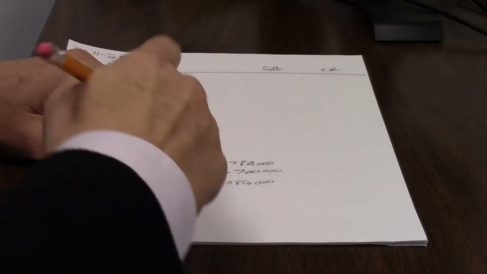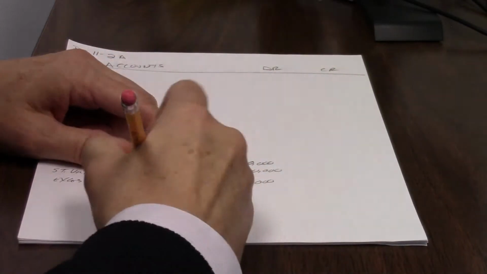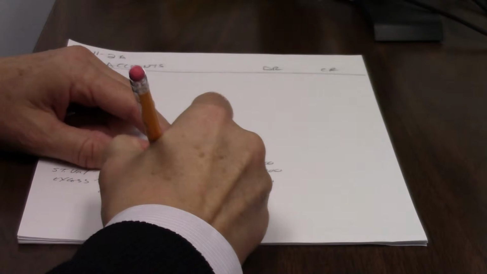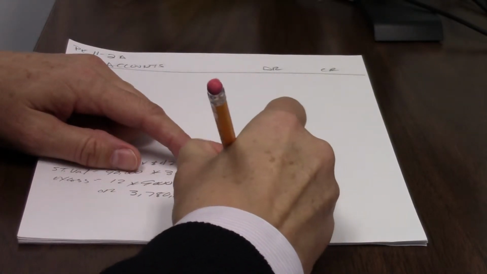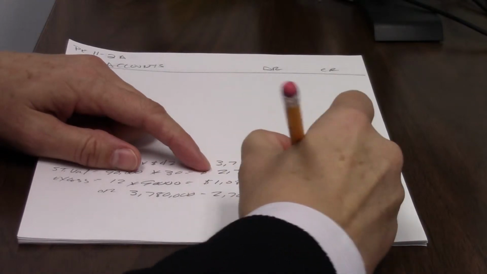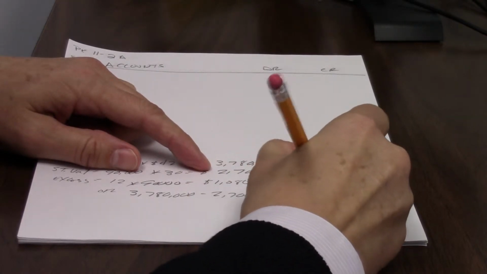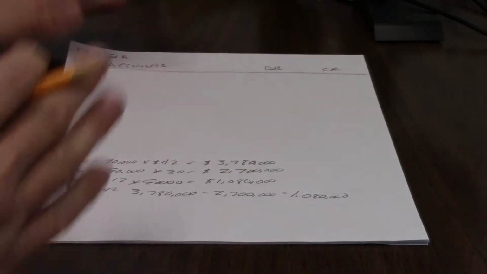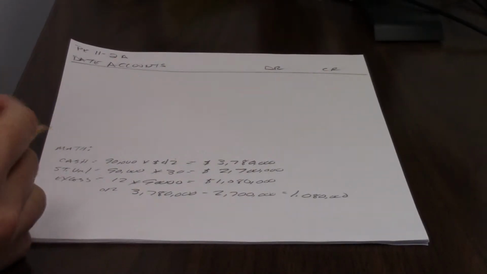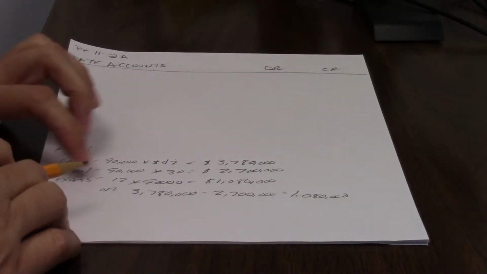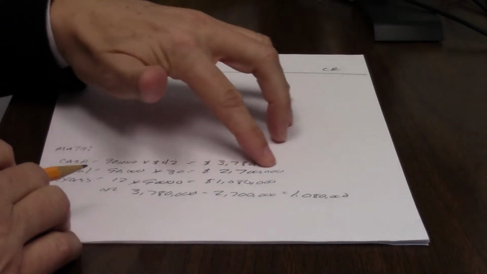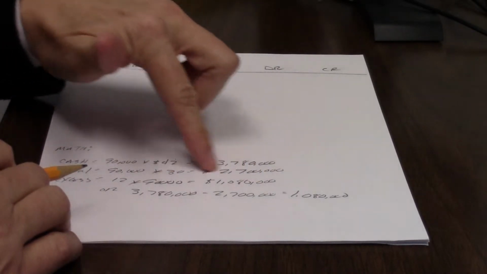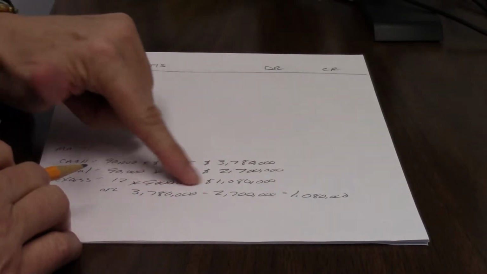Or you could just subtract, right? You just go 3,780,000 minus 2,700,000 is equal to 1,080,000. And, just however you like to do it, just understand that you need to calculate this excess, right? So you've got your total cash coming in, you've got your stated value, and you've got your excess.